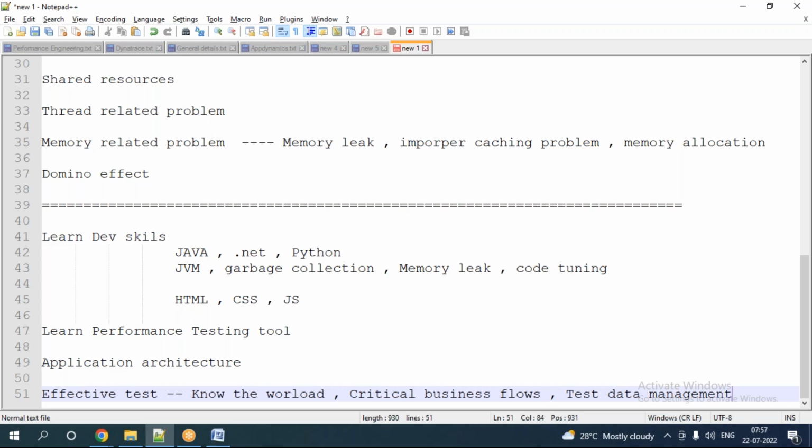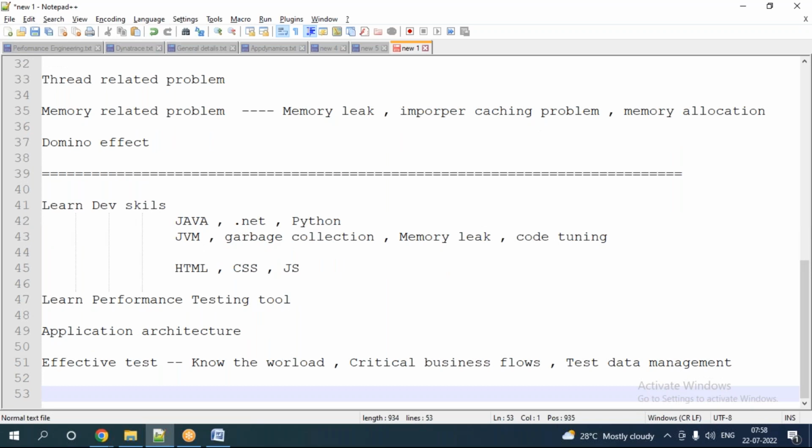Why am I using the words effective test? For the sake of doing, don't do it. There should be an objective behind it. That's the reason we are doing effective performance testing. Okay, and then you can say analyze the report.